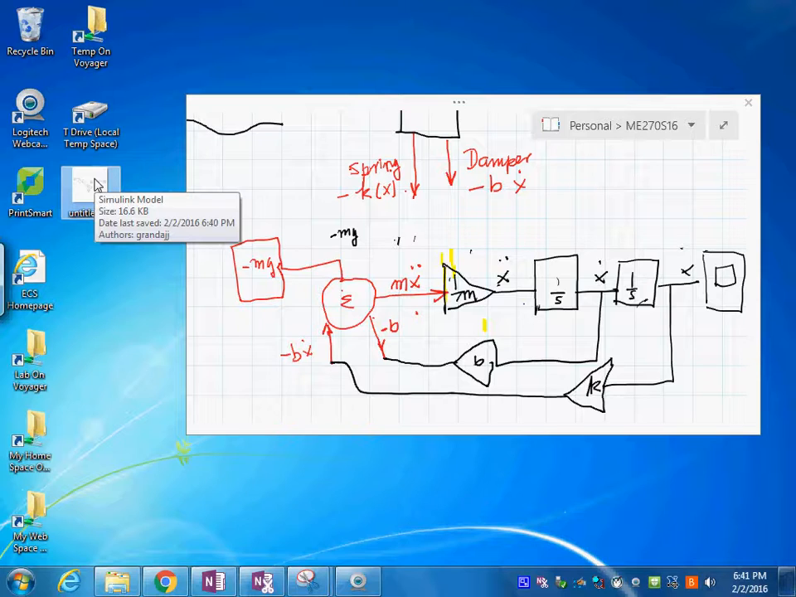So what does the 1 over m block do? Divides by 1 over m and leaves x double dot by itself, see? Right here. And then this integrates once, this integrates twice. So you're getting rid of m. Later on, I'm just going to give the value of m.